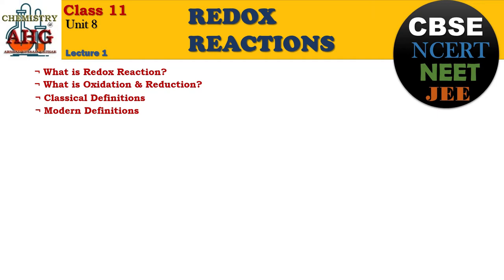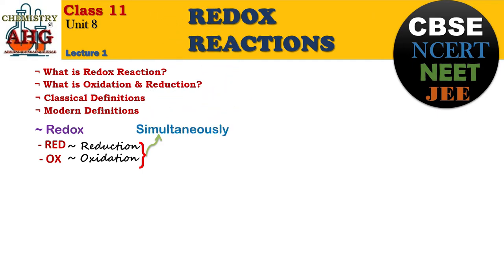First of all, you must remember what a redox reaction is. A redox reaction is a combination of two sub reactions. Redox is a combination of reduction, red for reduction, and ox for oxidation. So how can you remember to define a redox reaction? Simply you can say a redox reaction is a chemical reaction in which both reduction and oxidation must take place simultaneously. Whenever reduction and oxidation take place simultaneously, this type of reaction is known as a redox reaction.